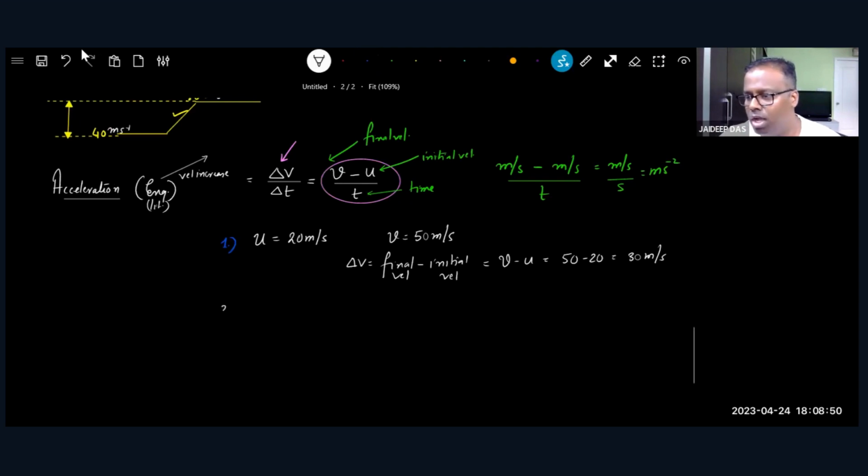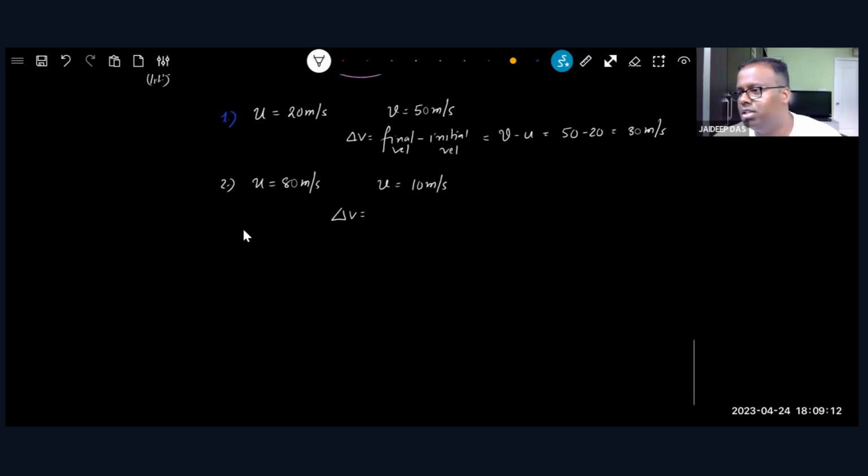On iteration 2, I am on the ORR, and right now my initial velocity is 80 meters per second, and I see that the toll gate is approaching. So my final velocity has become 10 meters per second. Sanvi, your case now, 10 meters. Delta V will be what? As I told you, always final minus initial. So V minus U, 10 minus 80. It is coming negative 70 meters per second.